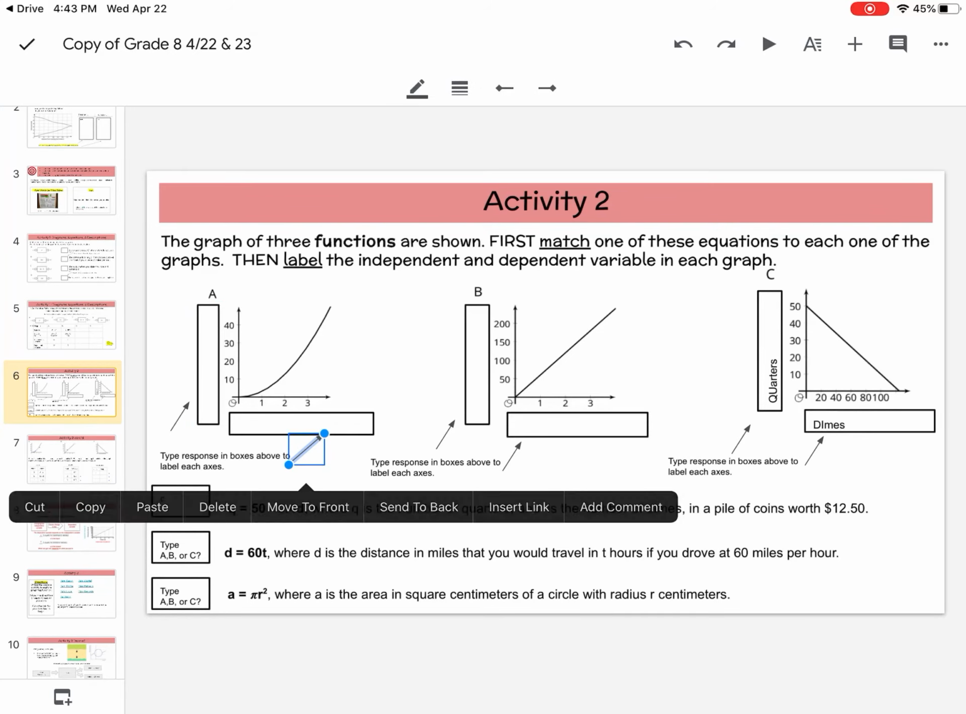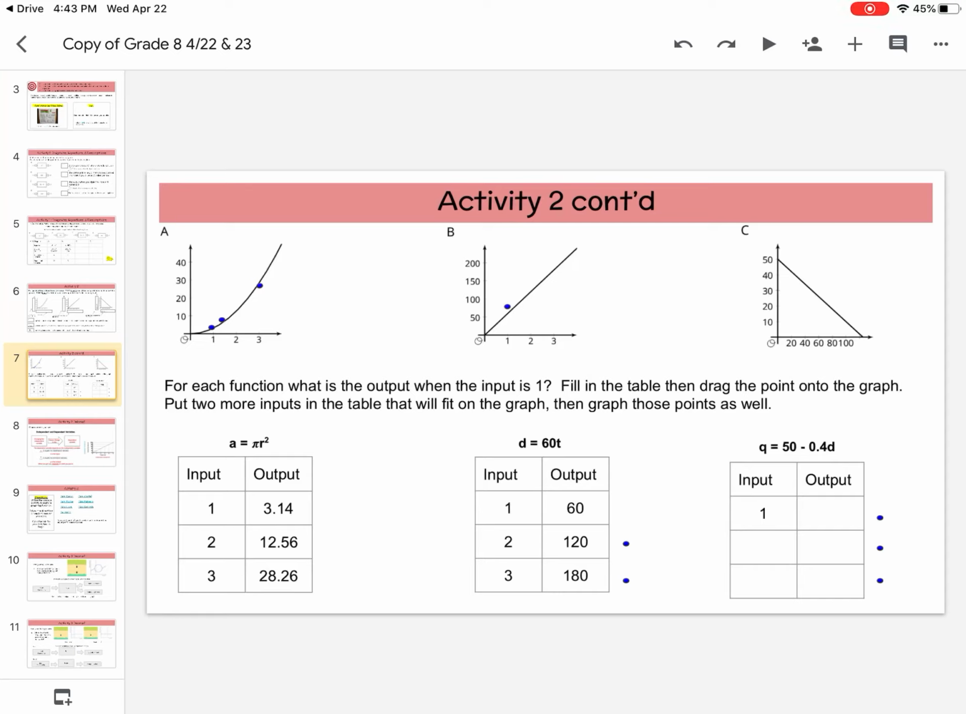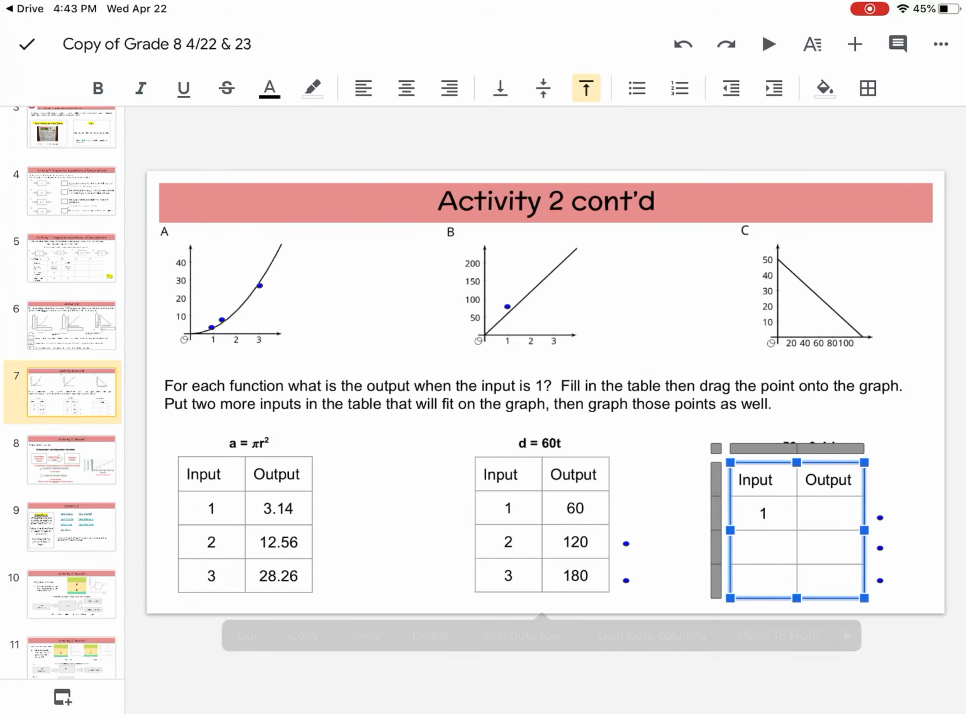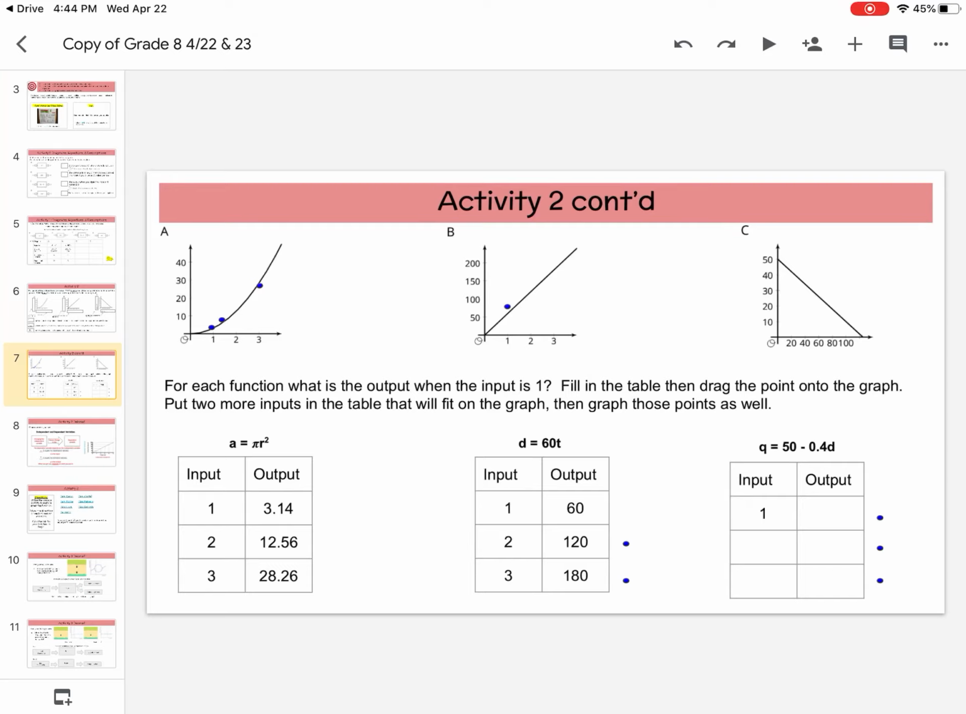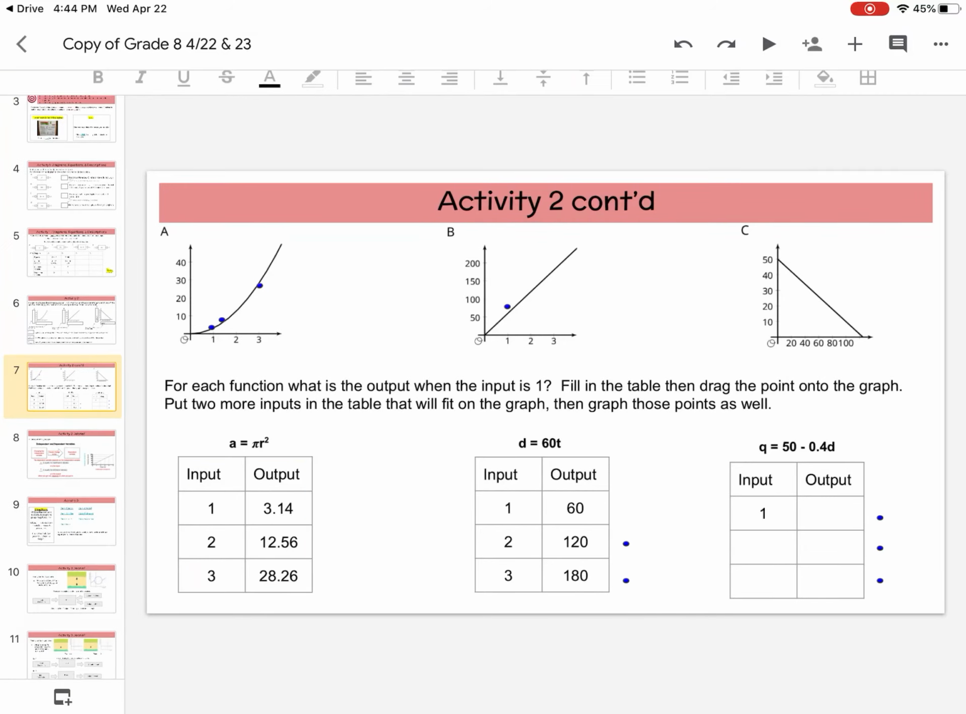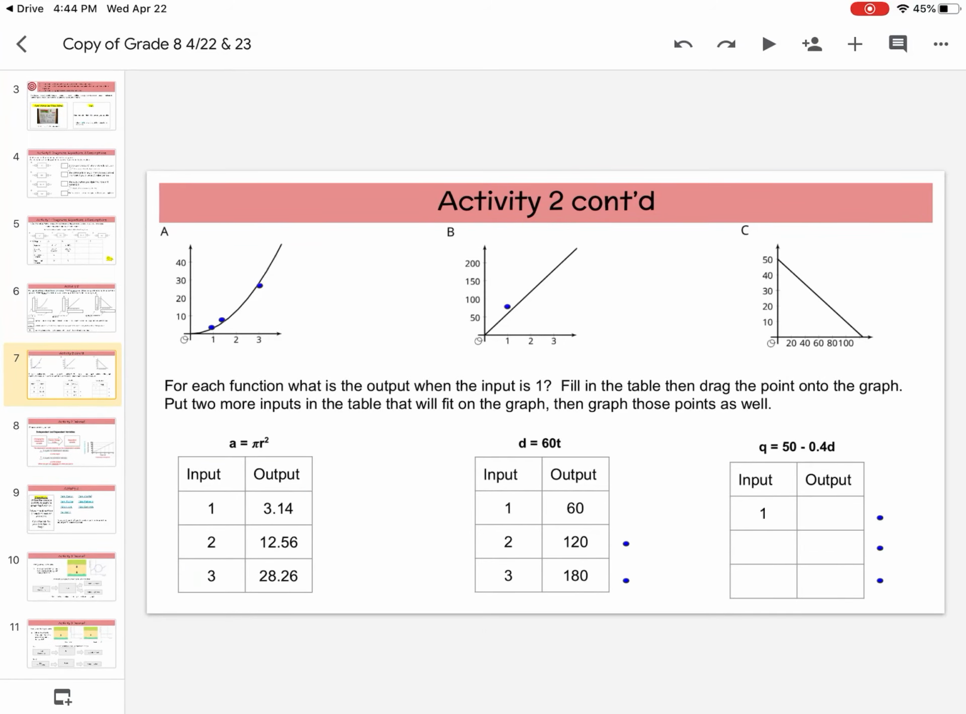Okay? So then let's take a look at slide 7. Slide 7 is a little bit more tricky, okay? Slide 7 is asking you to look at your tables down below. And each table has an equation that goes with it, okay? So when you have your equation here, when you have a table like this, your input is going to be that independent variable, that letter that's inside your equation, okay?